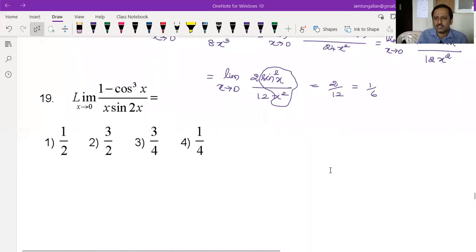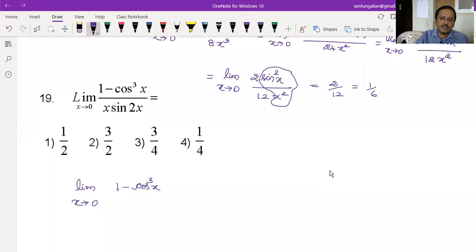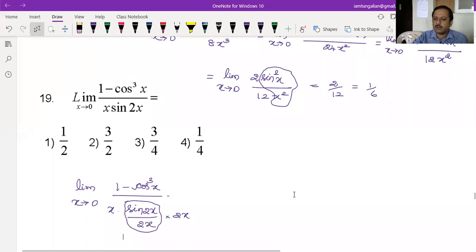Let's have a look at the next question, which is question number 19. Limit x tends to 0, 1 minus cos cube x divided by x into sin 2x. Sin 2x is there, I will divide by 2x, multiply by 2x. As x approaches 0, sin 2x by 2x becomes 1, which I need not write from the next step onwards.